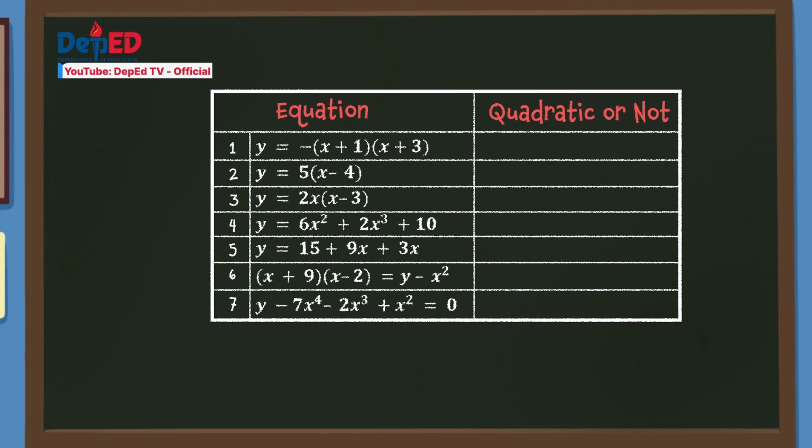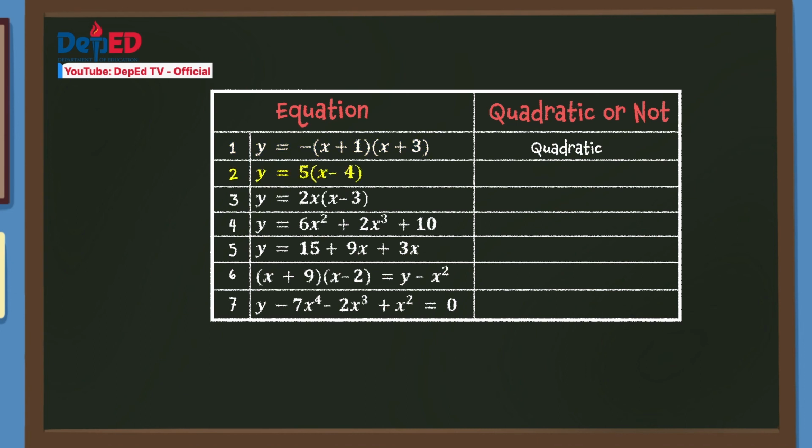Let us identify which among the following is a quadratic function. Number 1, y = -(x + 1)(x + 3). We can see here that y is already expressed in terms of x. If we get the negative of the product of the two binomials as the rule suggests, then y must be equal to -(x² + 4x + 3). And the highest exponent of x is 2. So the equation is a quadratic function.